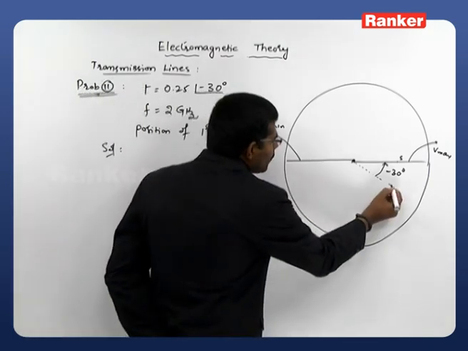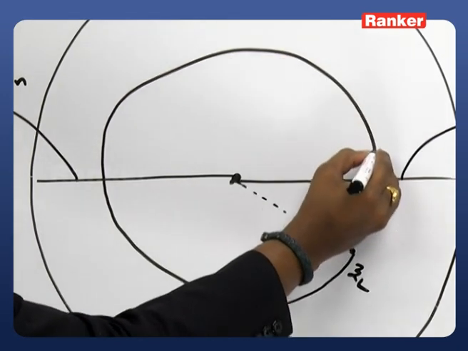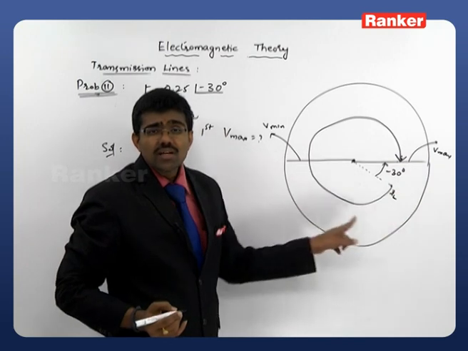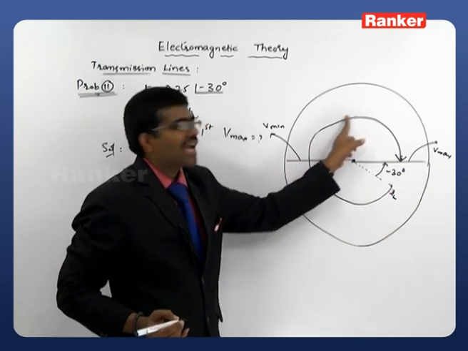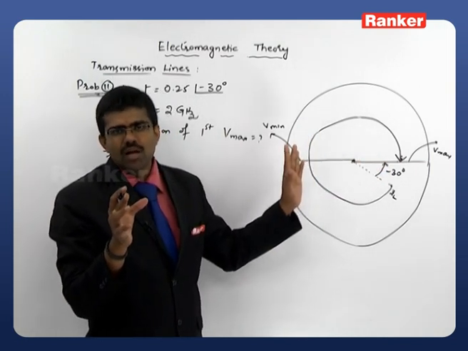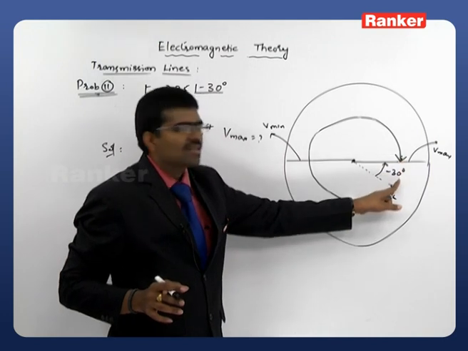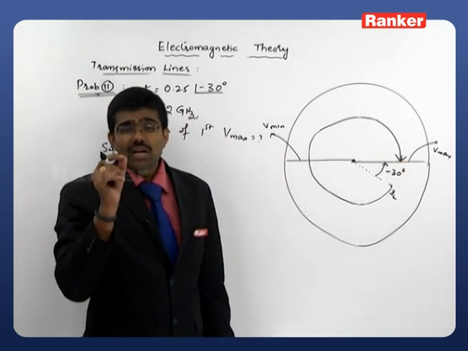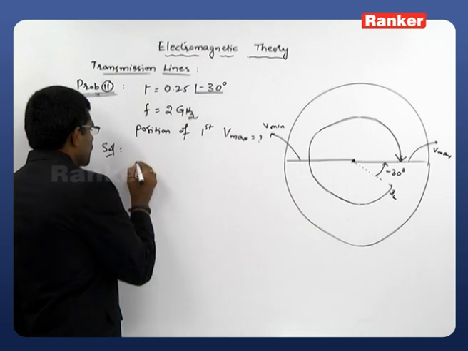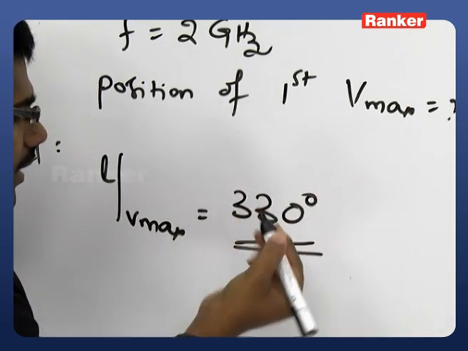So when we are traveling from load to generator like this, after traveling this much distance, we got Vmax, right? How much distance did we travel? We traveled a distance of this much angle. Don't get confused. I am saying the distance in angle because you need to correlate it in terms of lambda. What is this distance? 360 minus 30 is simply 330 degrees. So if you travel a distance of 330 degrees, you will reach the first Vmax. So the location of Vmax is 330 degrees.